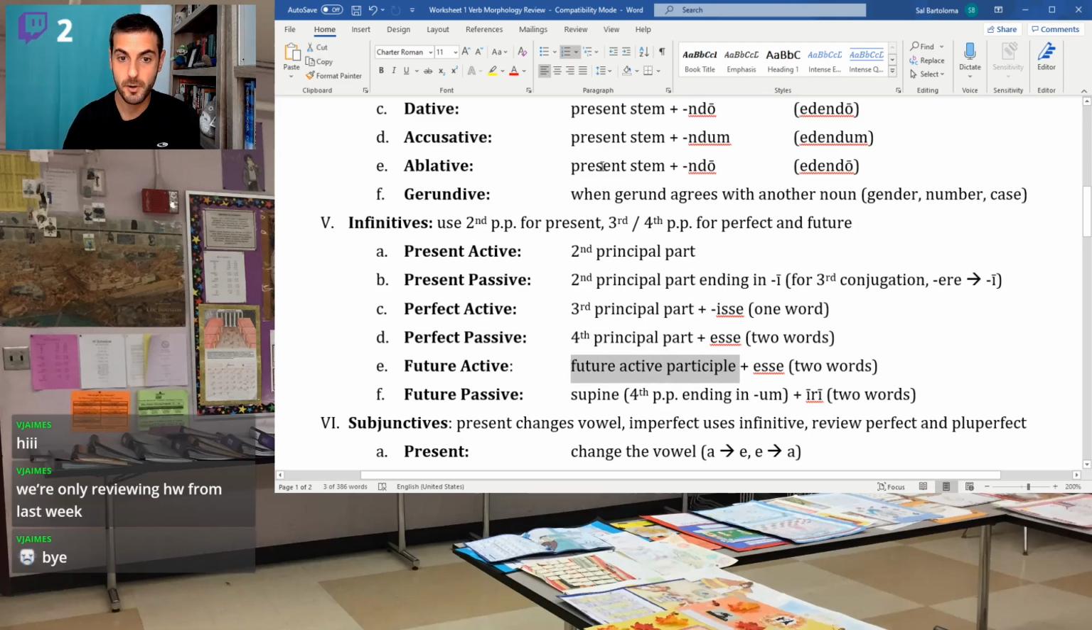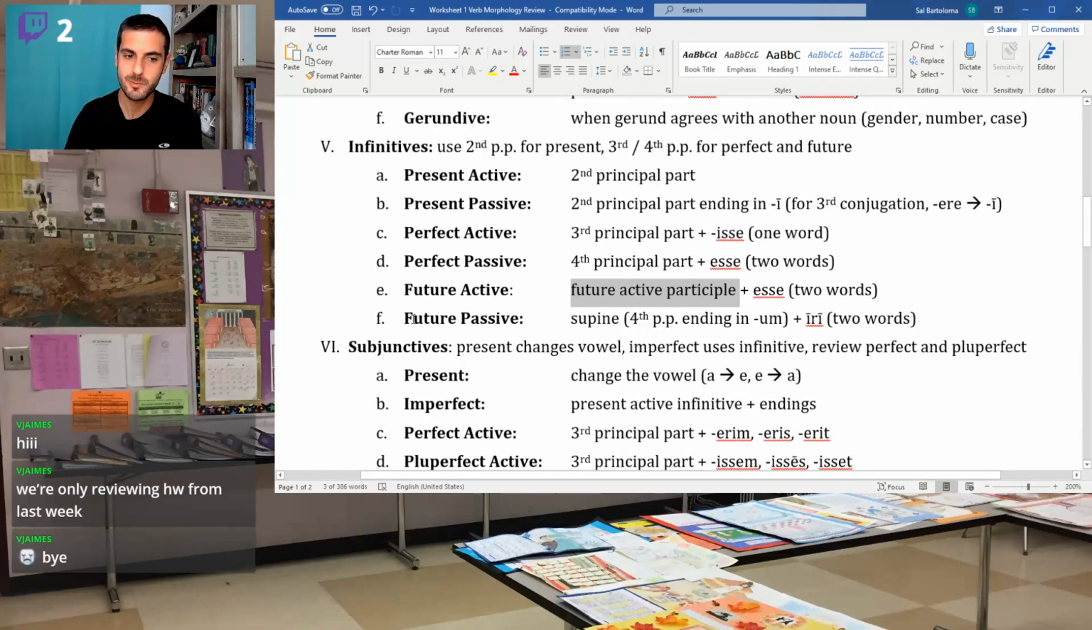Future active is the participle. It's that urus form with esse. Ducturum esse, futurum esse, amaturum esse. It's always that ur form. And then the future passive one we really don't see very often. Most teachers don't even really teach it because it's so rare. It's the fourth principal part paired with this word iri. But again, we're not going to be too concerned with that.